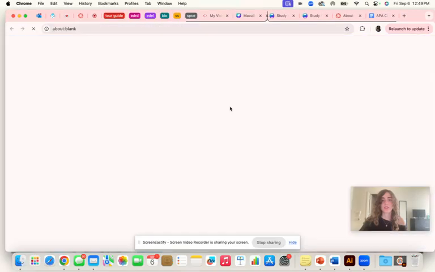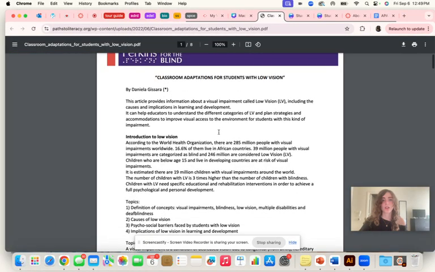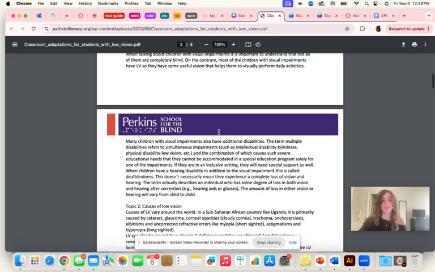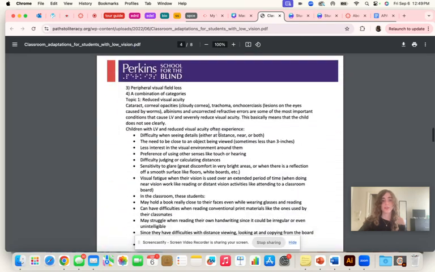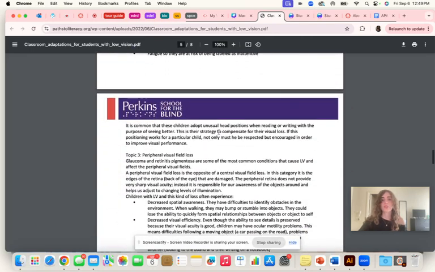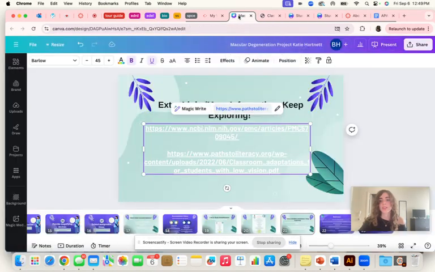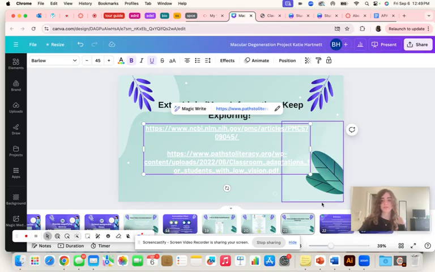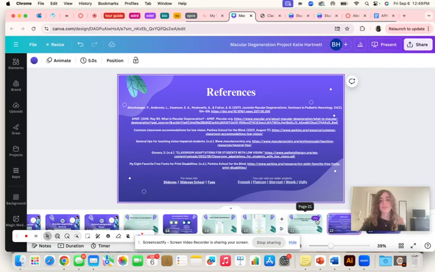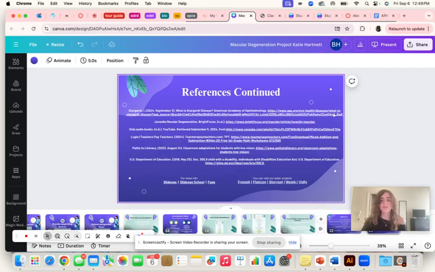And then this second link right here just includes some more accommodations for students with low vision. It's actually a very in-depth article about it. So this is great for teachers to use if they're looking for more ways to help those students. Lastly, I just have my reference pages in APA format.